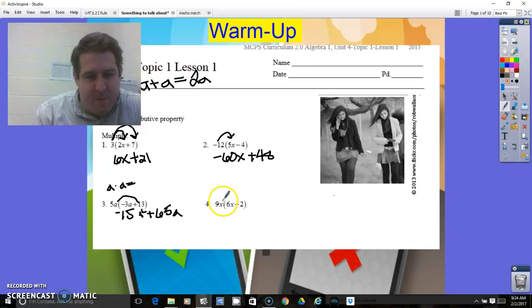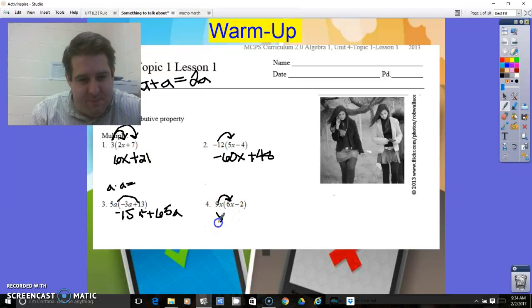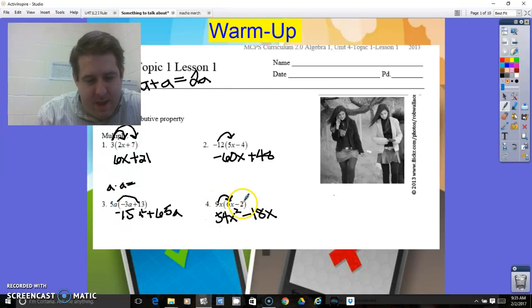Once again, we have a variable on the outside being distributed on the inside, which also has the variable. So 9 times 6 is 54, x squared. 9x times negative 2 is negative 18x. Once again, just multiply the coefficient times the constant, like we talked about in the first question.